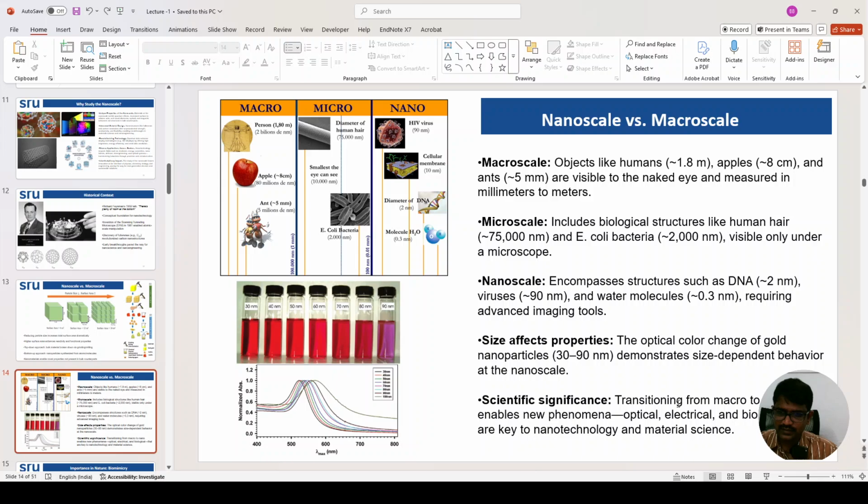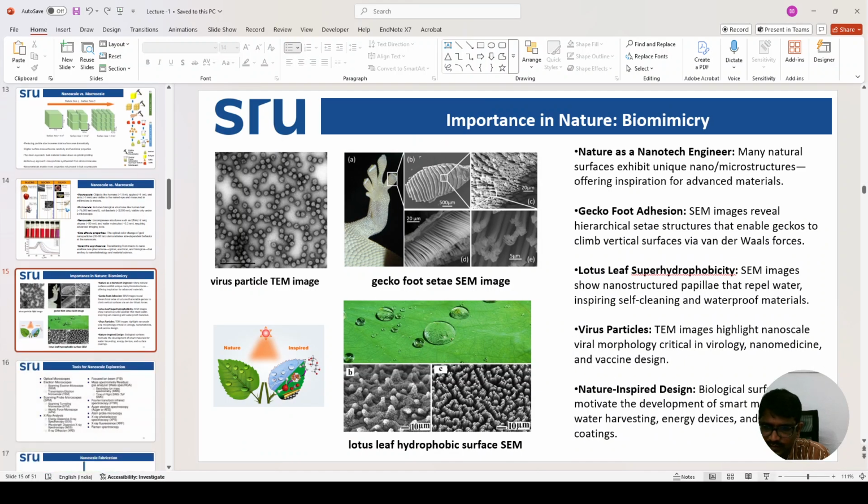So transitioning from macro to nano enables new phenomena, optical, electrical and biological, that are key to nanotechnology and materials science. I told you earlier, we have seen how the properties change the application. Most of the properties, mechanical properties, electrical properties, all these properties will change at nanoscale when it comes down from macro size. See, this is very interesting.